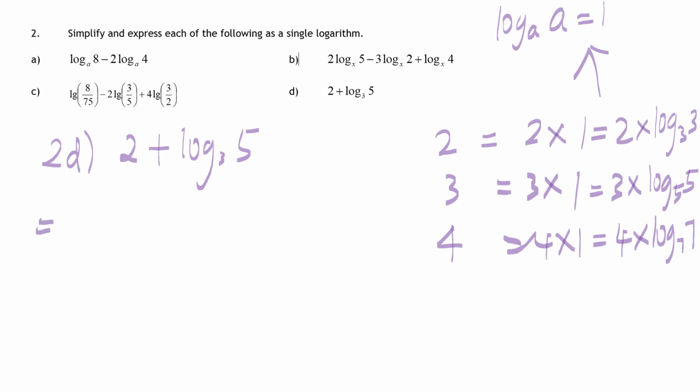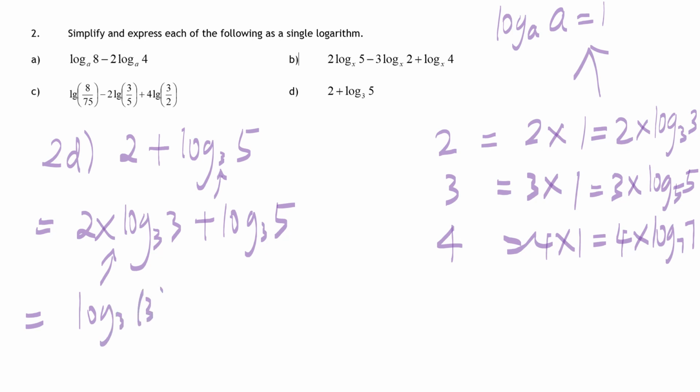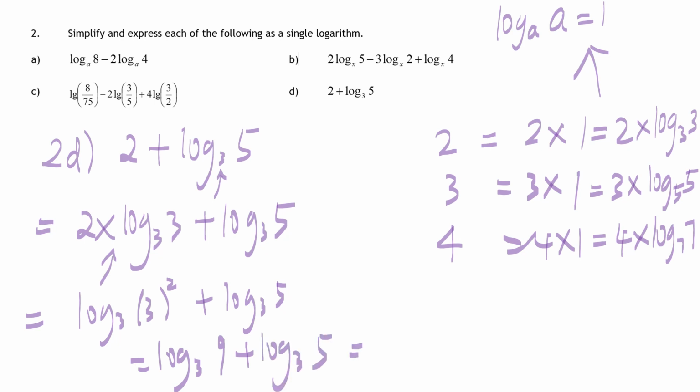Okay, so 2, because I'm having a log base 3 here, so I'm going to write 2 as 2 times log base 3, 3. Okay, and I can apply the power law to bring our 2 to the power 3. And that gives us 3 squared, that will be 9. Here we can apply the product law. That gives us log 3, 9 times 5, that is 45. So log 45 base 3. Actually, that's not the end yet.